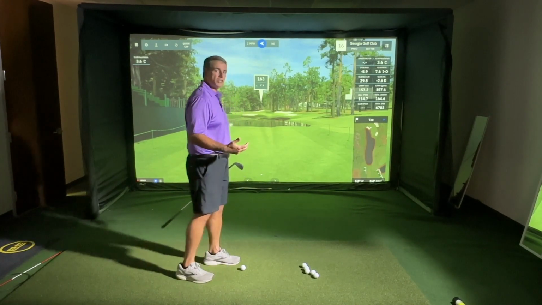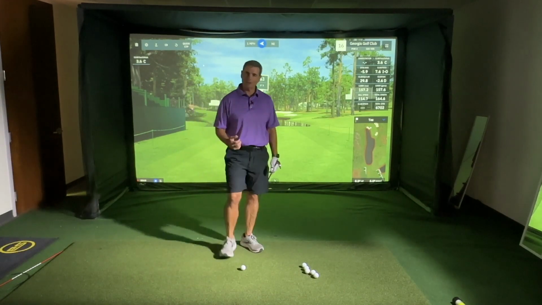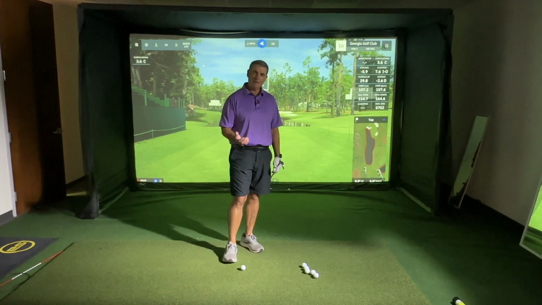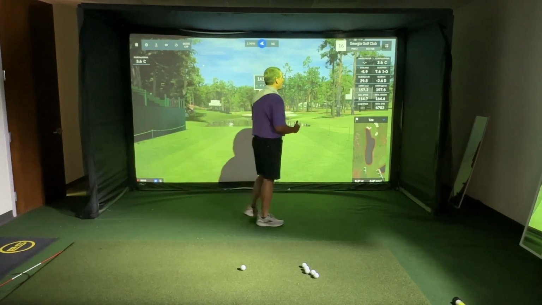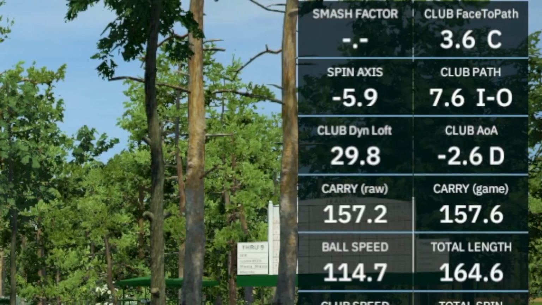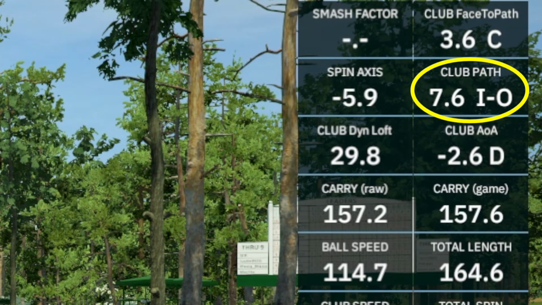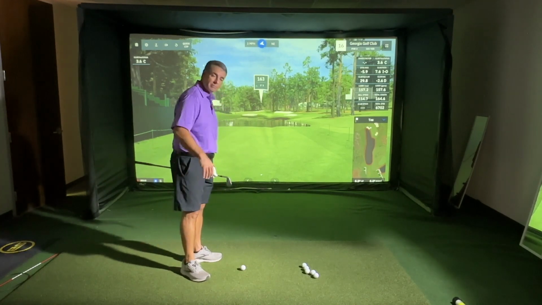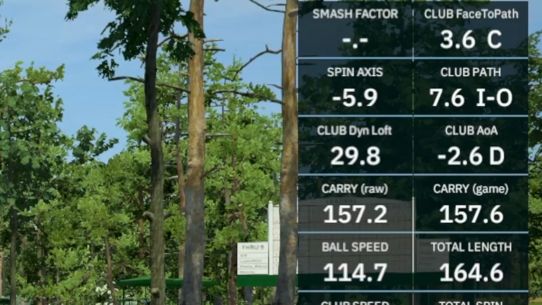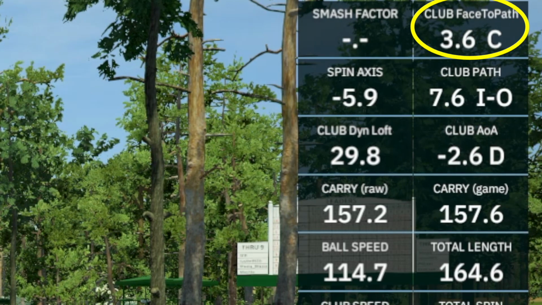Now, we can talk about the data here a little bit, or we can talk about just in general what happens. That was an 8-iron, okay? So if we look at the actual numbers, my club path was 7.6 degrees in to out. So when I hit that ball, my club was traveling 7.6 degrees to the right of the target, or where I'm lined up. The face was closed 3.6 degrees to that path, which gave me that curvature.